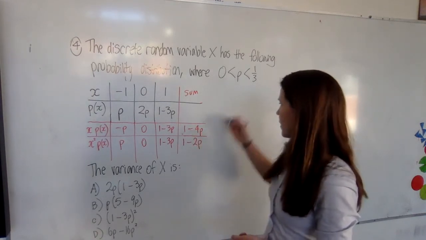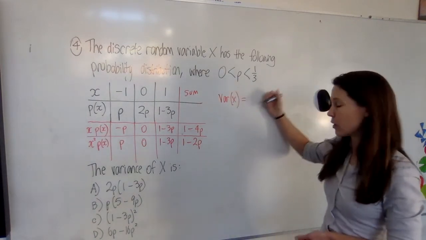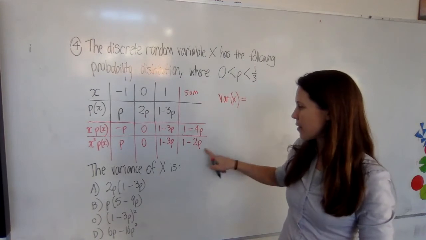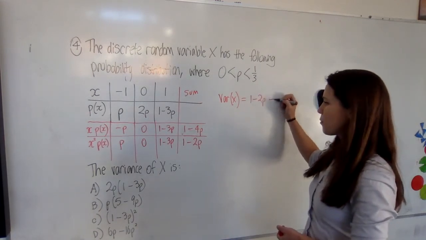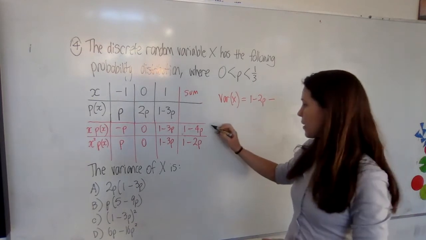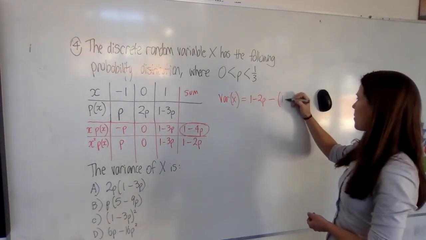Okay, what to do next? Well, the second formula, or the alternate formula for variance, says take this sum that you have here, 1 minus 2p, and subtract the expected value squared. So I need to take away 1 minus 4p all squared.